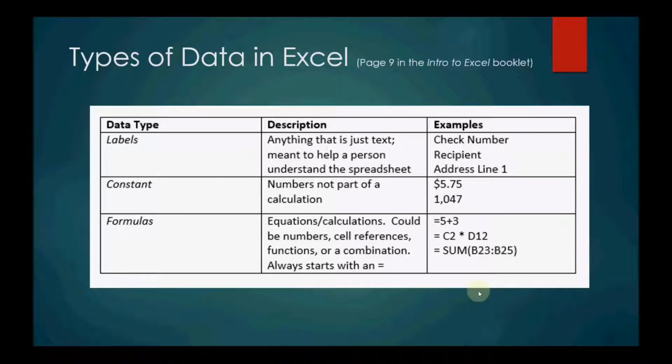Okay, so we're going to take a moment to talk about the different types of data that you use in Excel. There are three categories of data that we're going to talk about: labels, constants, and formulas.